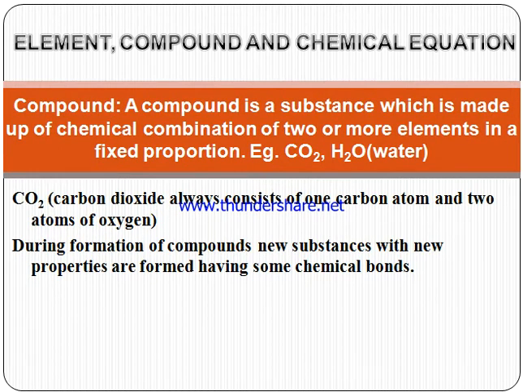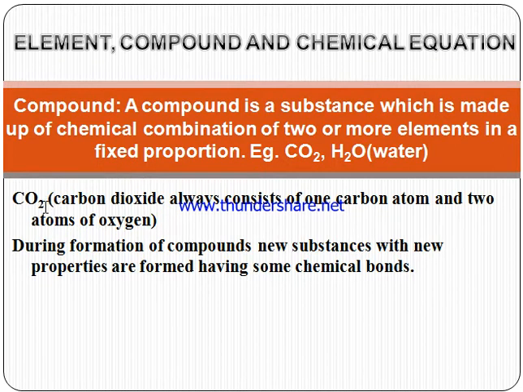Next we come to compounds. A compound is a substance which is made up of the chemical combination of 2 or more elements in fixed proportion or fixed ratio. The last line is very important. Substances made up of the chemical combination of 2 or more elements in fixed proportion are known as compounds.